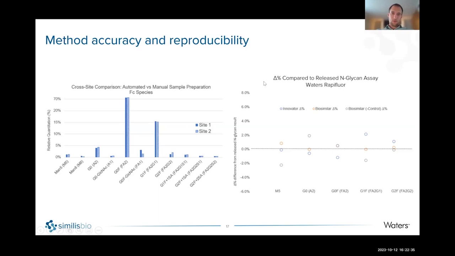And then on the right, we have the percent difference from the released N-glycan Waters RapiFluor fluorescence-based method, and the relative variation was minimal. The largest we saw was less than 3%, and even for our low-level glycans like Man5, we were seeing a maximum of 10%, but typically less than 2 to 3%. We're seeing very small relative differences between the fluorescence-based method and the mass spec-based method. So again, for our intended application, this was great to see.